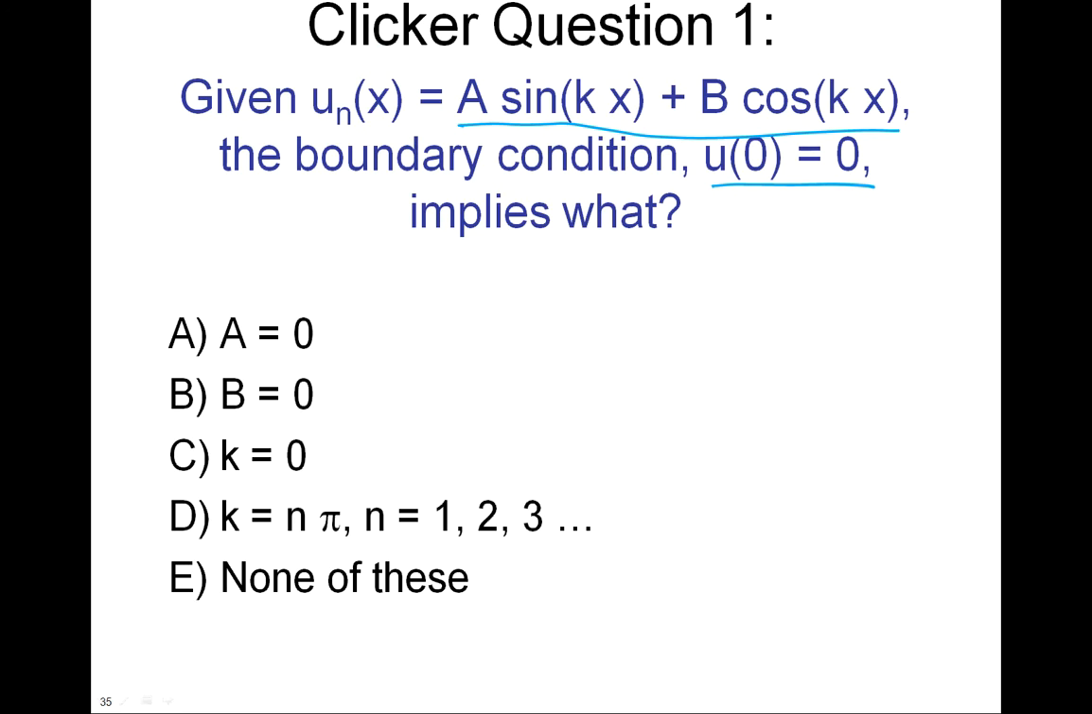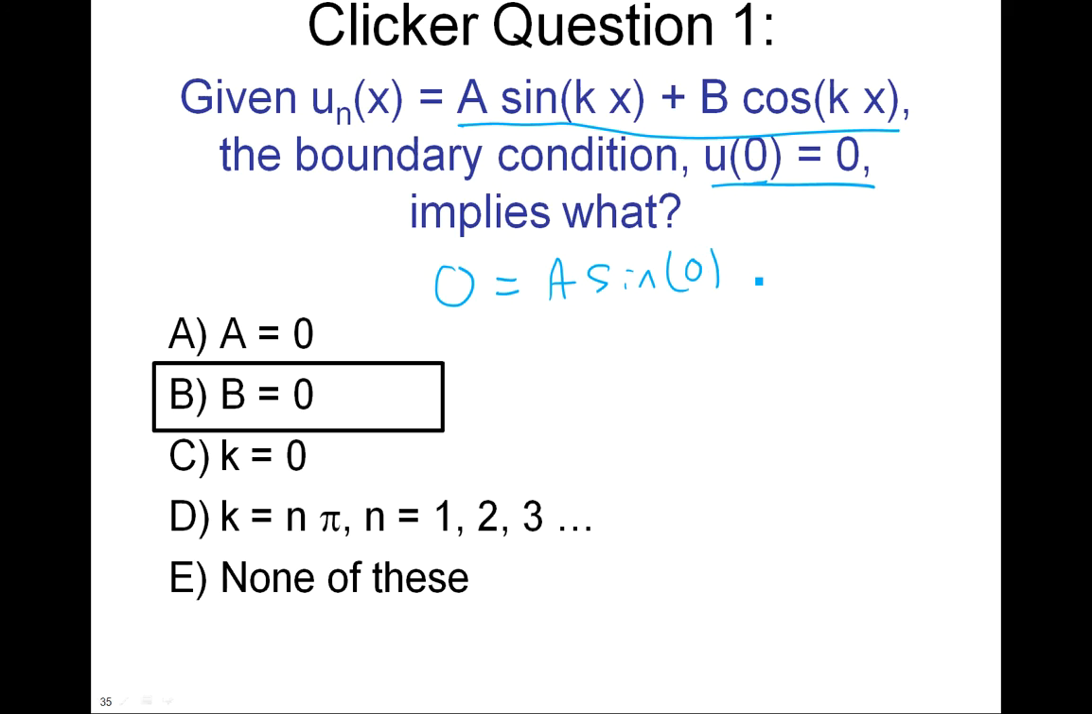Okay, so I got here that this should have been b. So let's just go through this. Again, I want this function to equal 0 at x equals 0. So I say a sine of what's going to be 0, because k times 0 is 0, plus b cosine of 0. And so sine of 0 is 0, so this piece goes away. Cosine of 0 is 1.